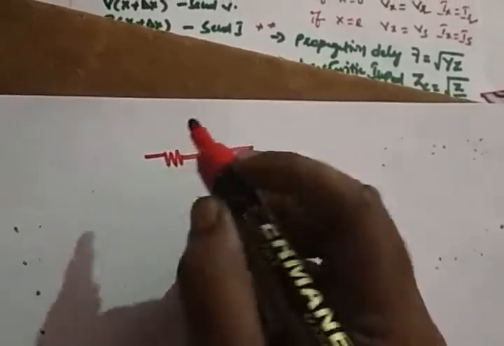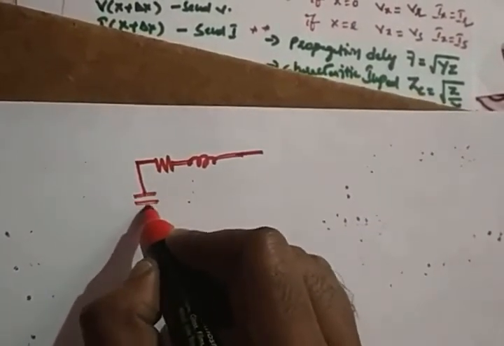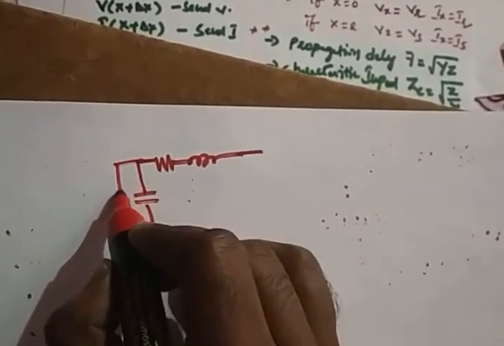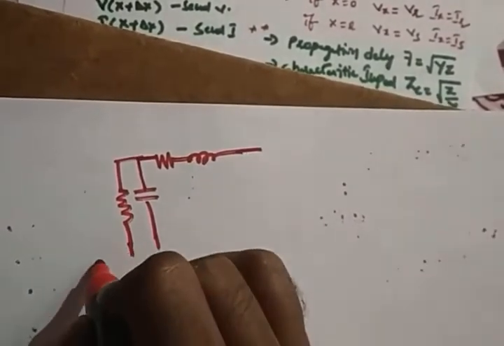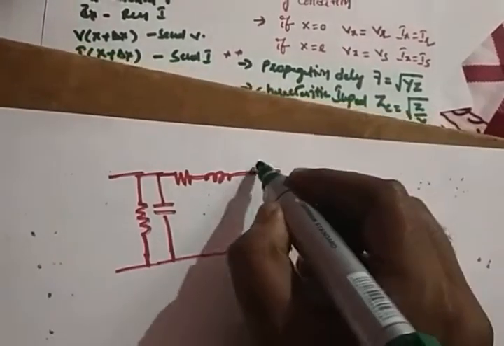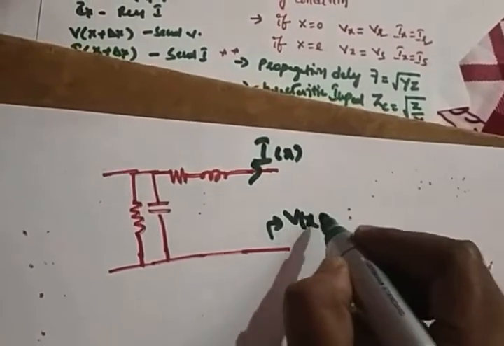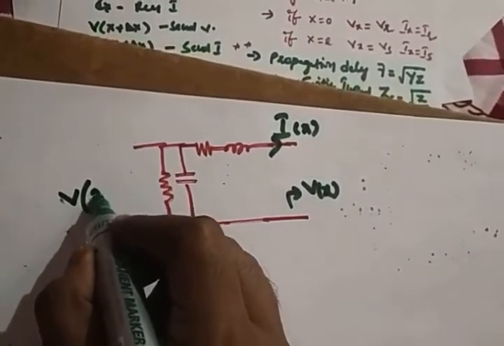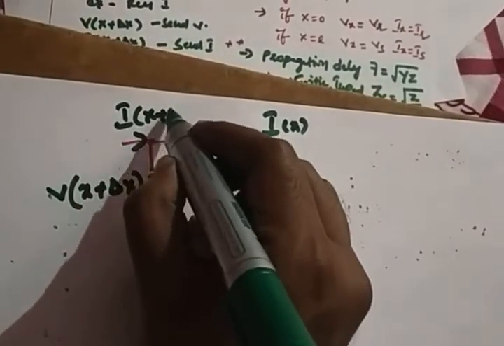The simple, this delta x part I am taking, right? This is called Vx, this is called Ix, that means I of x, right? So this is V of x plus delta x, and the current we can call it as I of x plus delta x.